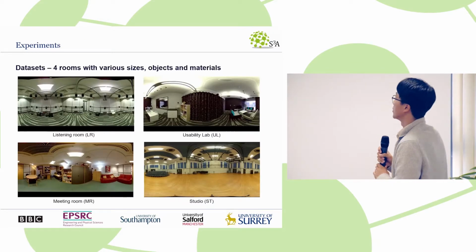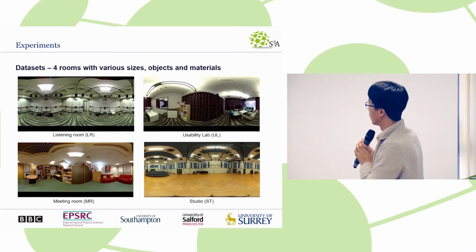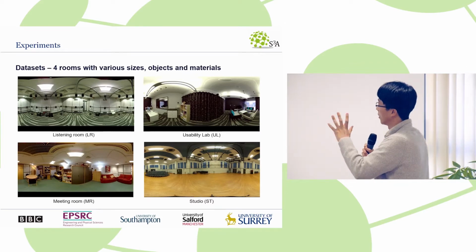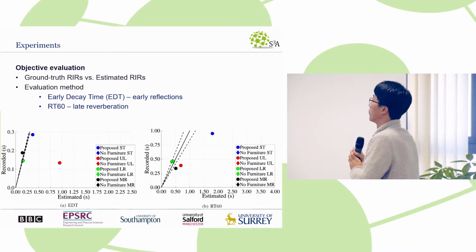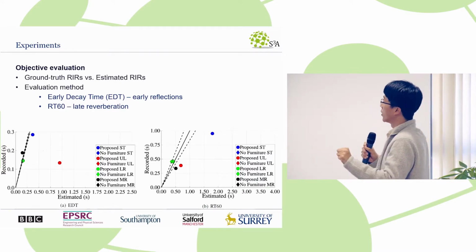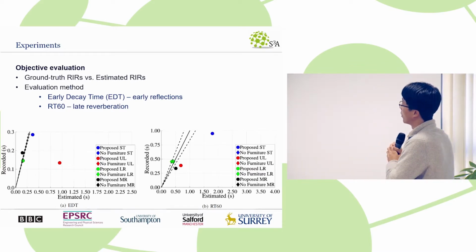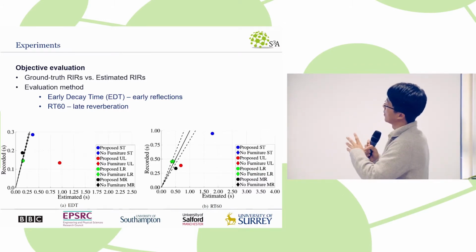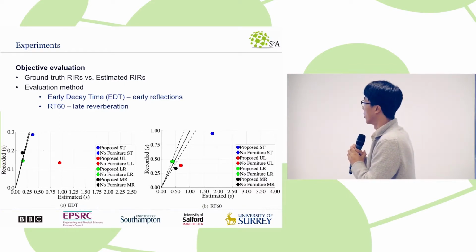Here I can show some experiments. We captured several scenes in different environments, like a normal living room or large halls, with different room types and sizes. Then we measured the real room impulse response, and also simulated the room impulse response from the reconstructed geometry. We compared the early decay time for early reflections and RT60 for late reverberation.